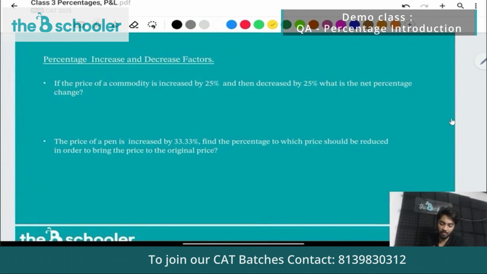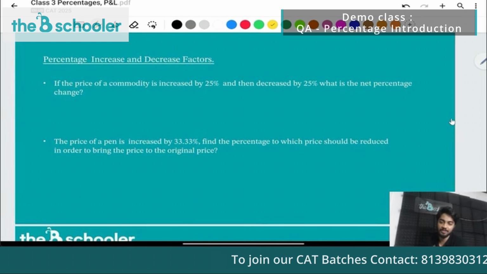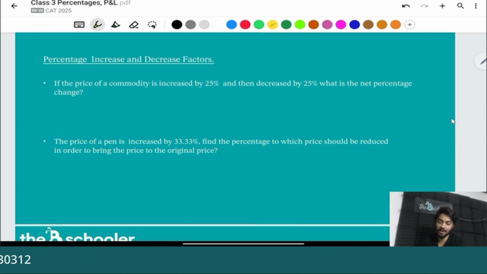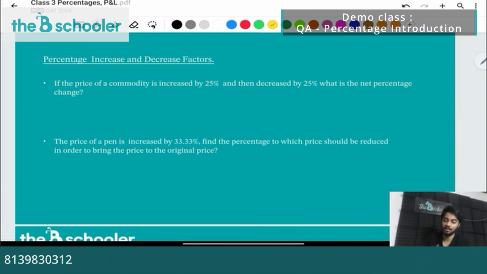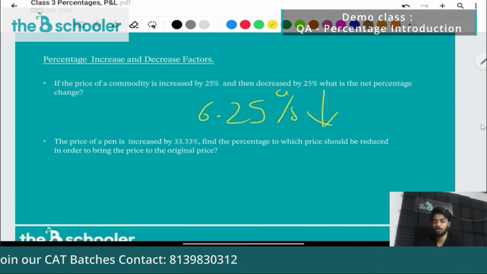Read this. If the price of the commodity is increased by 25% and then decreased by 25%, what is the net percentage change? Can you quickly answer this? What is it going to be? 25 square by 100 percentage of that percent. So 25 square is 625 divided by 100. The answer is going to be 6.25 percentage reduction. Net percentage change is 6.25 percentage down or drop.